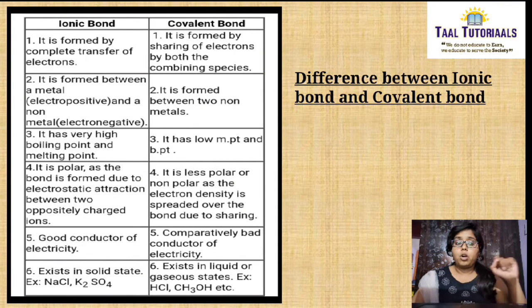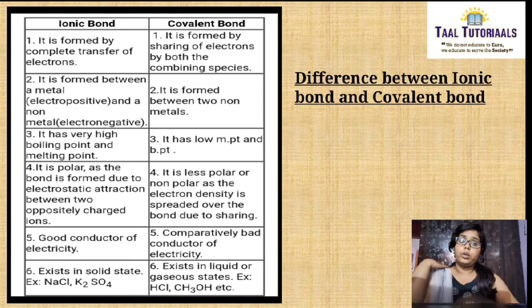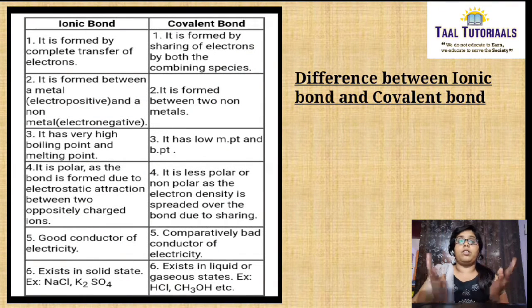Now if you come to covalent bond, what happens in covalent bond? It is formed by the sharing of electrons by both the combining species. There is a sharing of electrons between the species. For example, if you take H2, H has 1 electron, one more H has 1 electron. Both come together and there is a sharing of electrons and they are attaining stability. This is how covalent bond and ionic bond are formed.